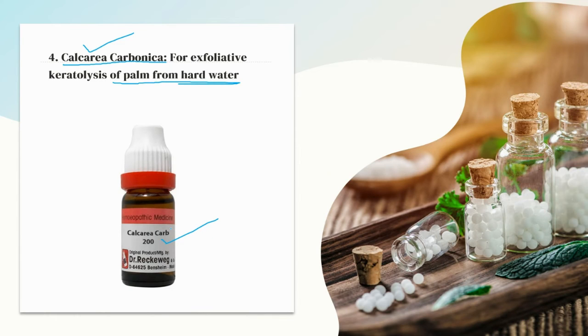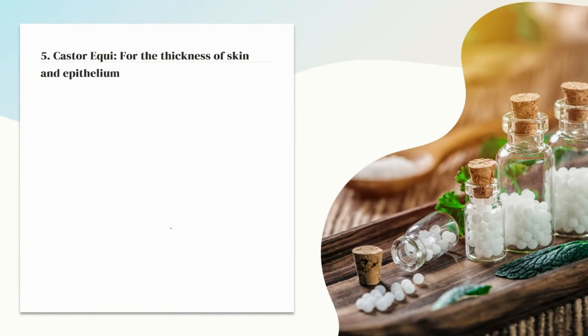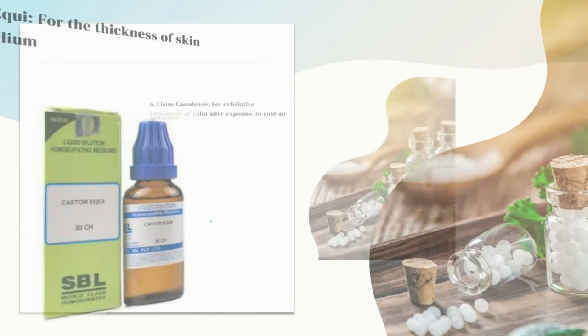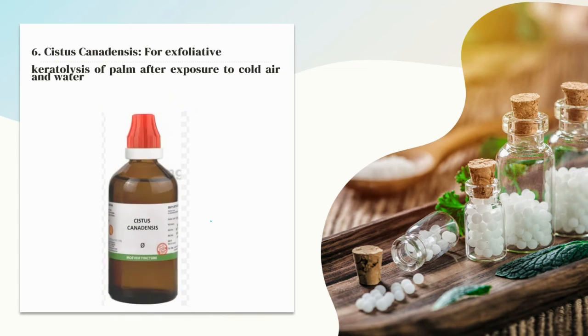Now, the next homeopathic medicine is Castor equi. This medicine is used for thickness of the skin and epithelium of the palm and the sole region. It is indicated for cracked and chapped skin of the palm region of the hands. Now, the next medicine is Cistus canadensis. It is indicated for hard, thick, dry, and cracked skin of the palm region. A patient is extremely sensitive to cold air and any form of cold. Working men develop cracked and thick skin on the palm of their hands.